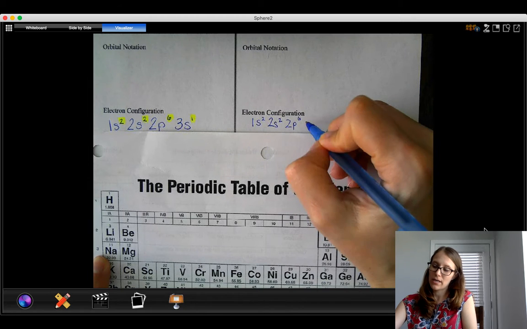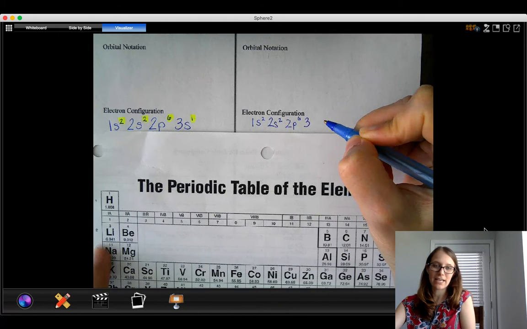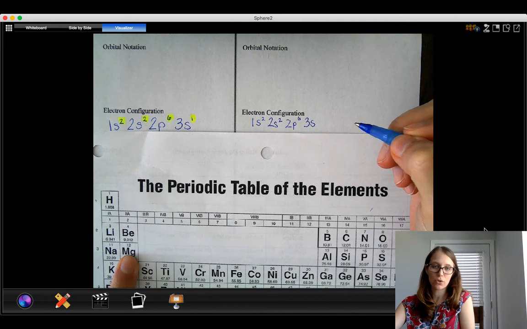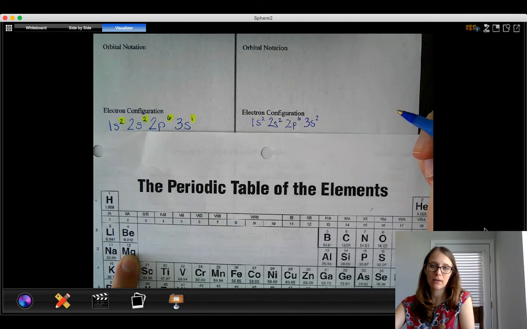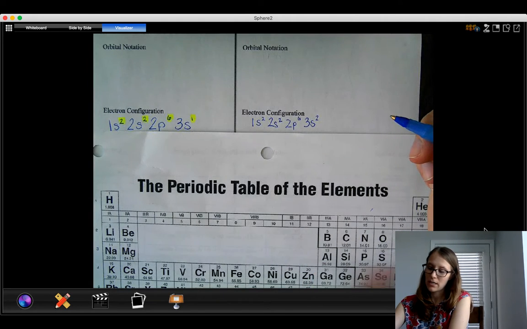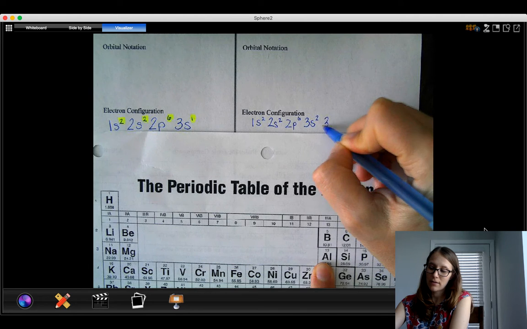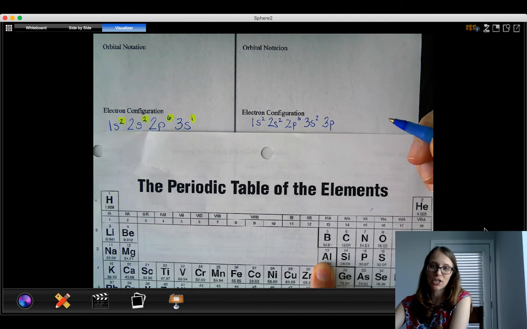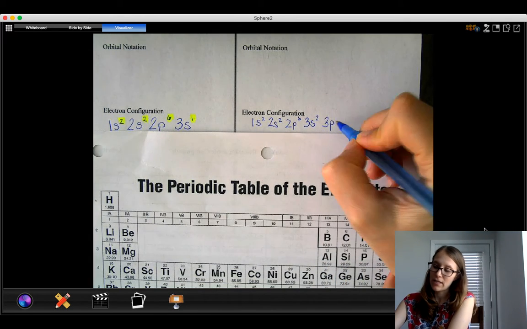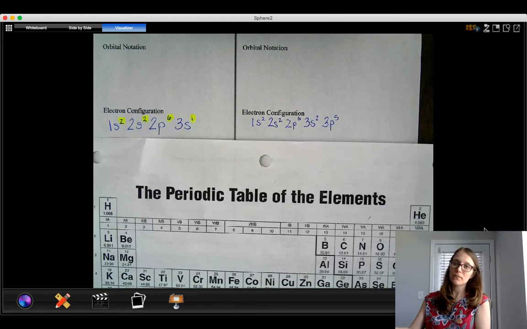Next, I'm in row 3. The letter for this section is S, and I count across. 1, 2, until I get to the end of the S block. I'm almost to chlorine, right? Chlorine's right here. So I'm still in row number 3. Now I'm in the P block. I changed the letter, and I have to count until I get to chlorine, and then I'm going to stop. So 1, 2, 3, 4, 5 to get to chlorine.